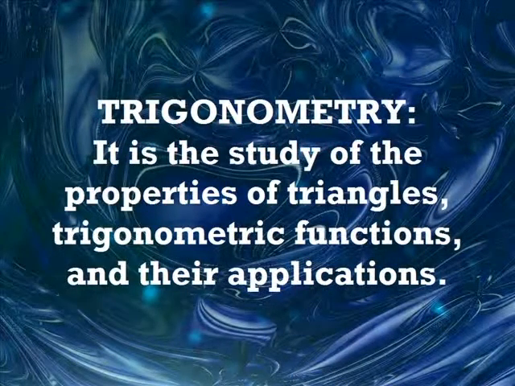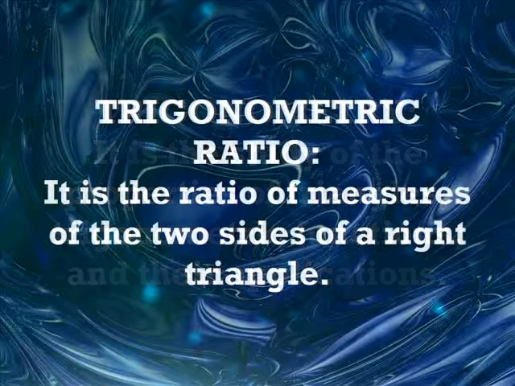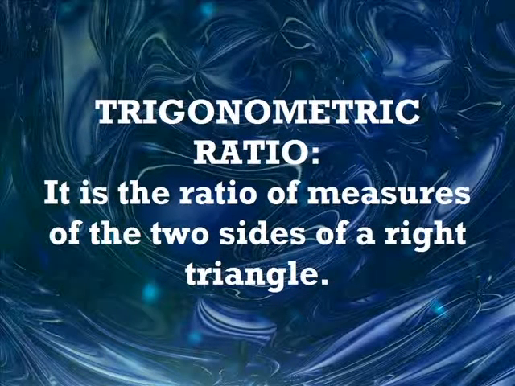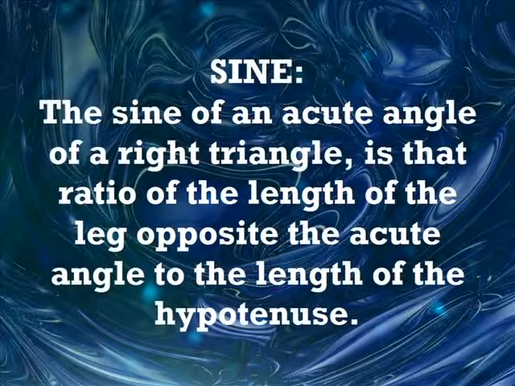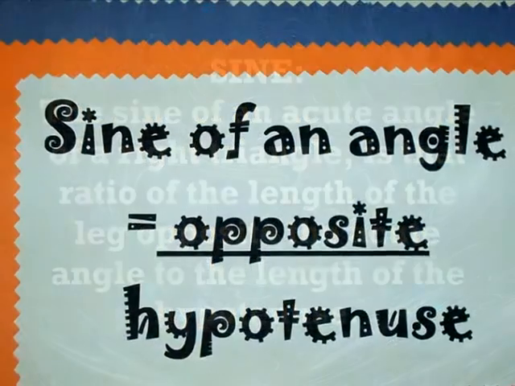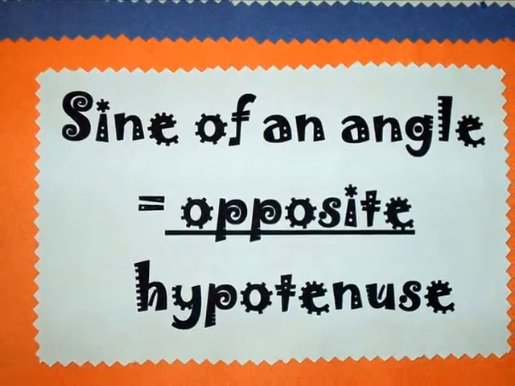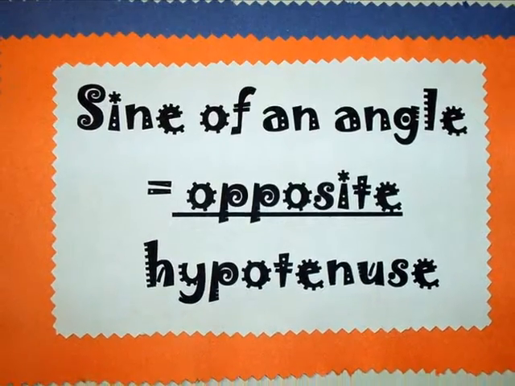Trigonometry is the study of properties of triangles and the trigonometric functions and their applications. A trigonometric ratio is the ratio of the measures of the two sides of a right triangle. The sine of an acute angle of a right triangle is the ratio of the length of the leg opposite the acute angle to the length of the hypotenuse. In other words, opposite over hypotenuse, or SO.